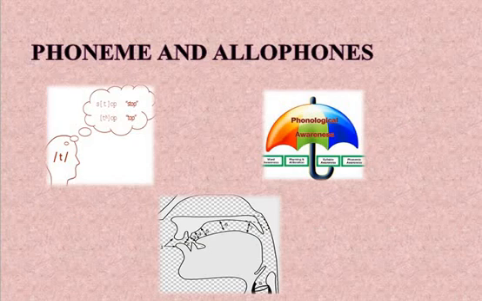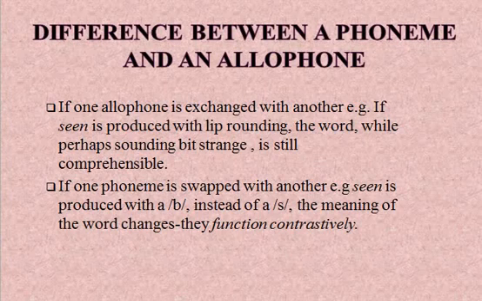Phoneme and allophones. The difference between phoneme and allophone: if one allophone is exchanged with another, for example, if "seen" is produced with lip rounding, the word, while perhaps sounding a bit strange, is still comprehensible. If one phoneme is swapped with another, for example, "seen" is produced with a b sound instead of an s sound, the meaning of the word changes. They function contrastively.